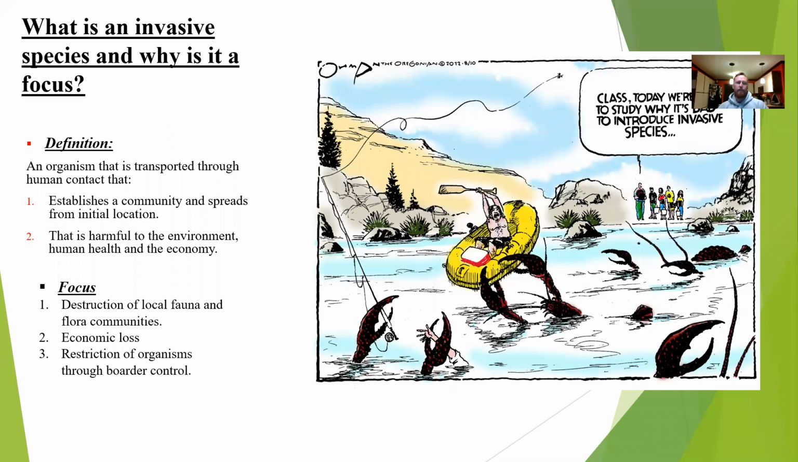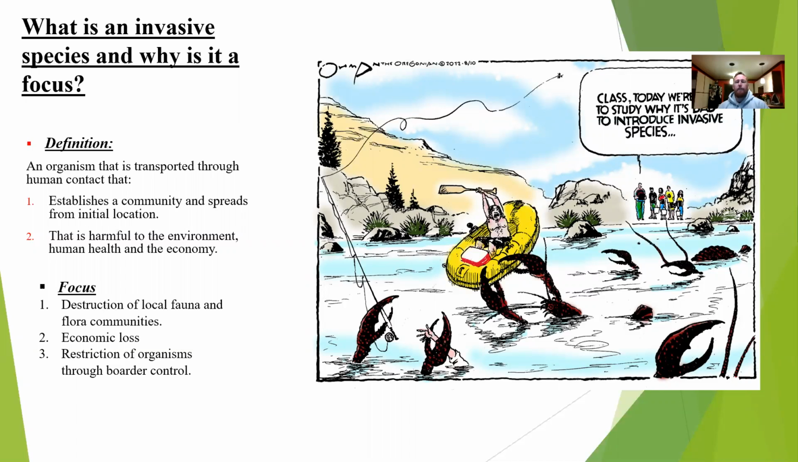All right, what is an invasive species? So the definition of an invasive species that is used throughout the world, there are many different types of definition, but this is mostly used throughout the world. The definition is an organism that is transported through human contact, that establishes a community and spreads from initial location, and that is also harmful to the environment, human health, and the economy.